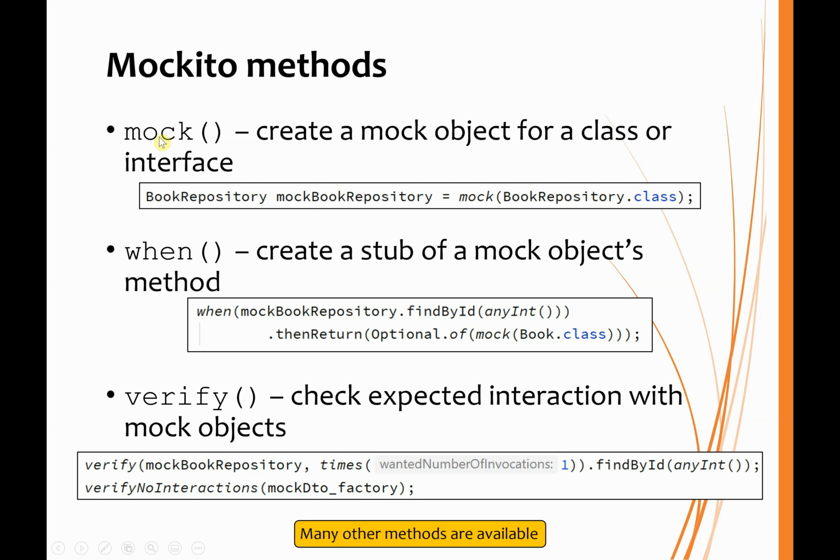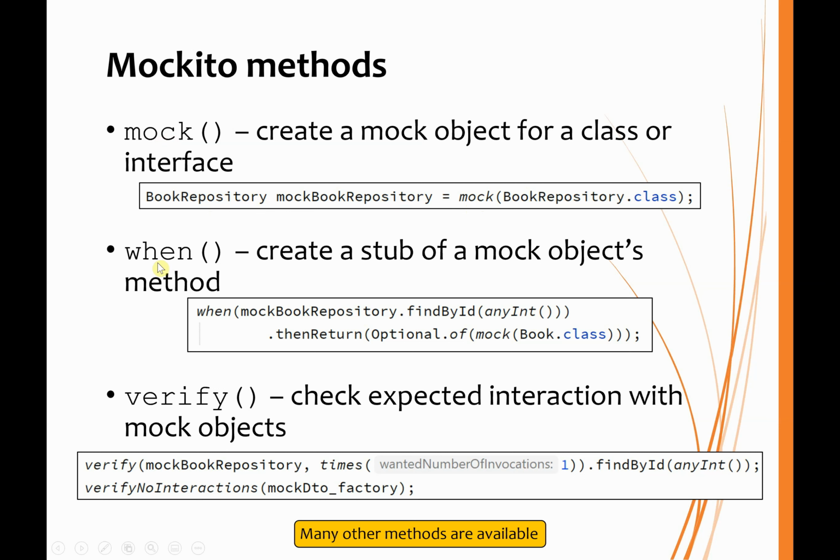When we're using Mockito, we can use some of these static methods. The mock method will create a mock object. So you can see here, we want a BookRepository, but we're going to mock the BookRepository class. And that means it doesn't create a real BookRepository object. It creates this mock object that is going to pretend to be a BookRepository object.